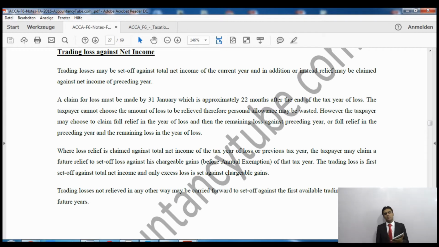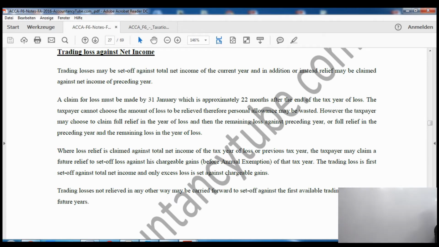Now, what does it say? That we can set off against the current year. So if I have a trading loss, I can set that trading loss off with total income. Total income means all other incomes in the current year. And if any loss still remains, then I can carry it back and set off against the previous 12 months, right? Or if I do not want to set off against the current period, I can do it in the previous year. So whichever way I prefer.